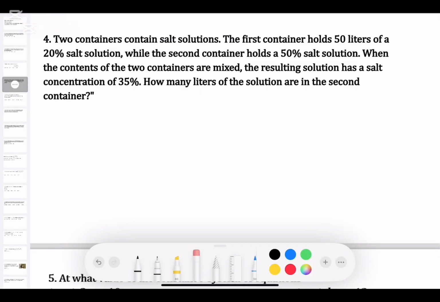Question number 4. Two containers contain salt solutions. The first container holds 50 liters of a 20% salt solution. So let's visualize the given information right away. So we have the first container that holds 50 liters of 20% salt solution. So we have information about the amount of the solution. We have also information about the percentage, or concentration, of the salt in that solution.